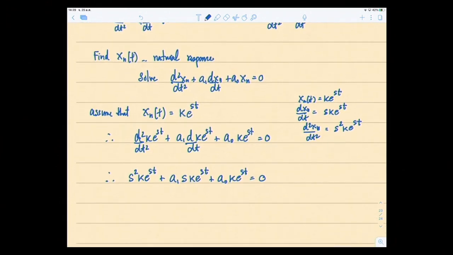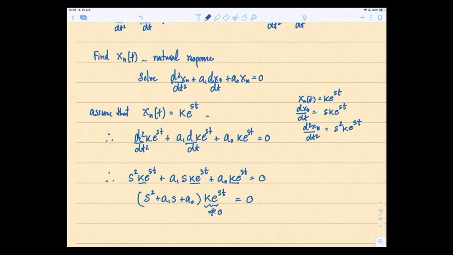Well, we can factor k e to the st out, so you have s² plus a1 s plus a naught, times k e to the st, equal to 0. You have two terms: one in a bracket, s² plus a1 s plus a naught, and the other k e to the st. Multiplying these two terms together should give you 0. Of course, k e to the st cannot be 0, because if it were, why would I assume it as my solution from the beginning?